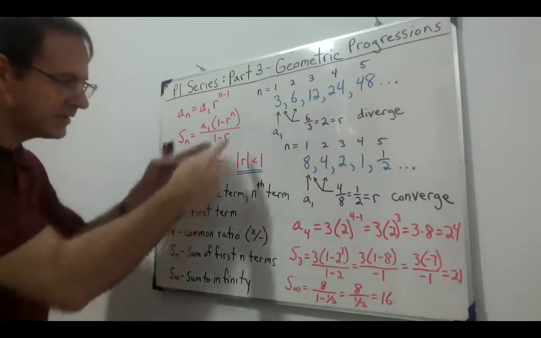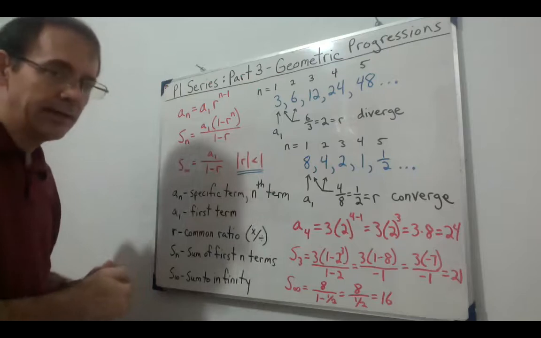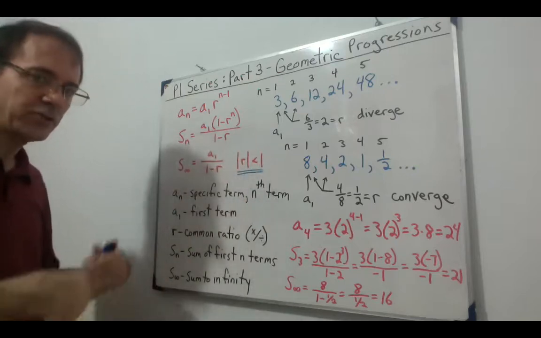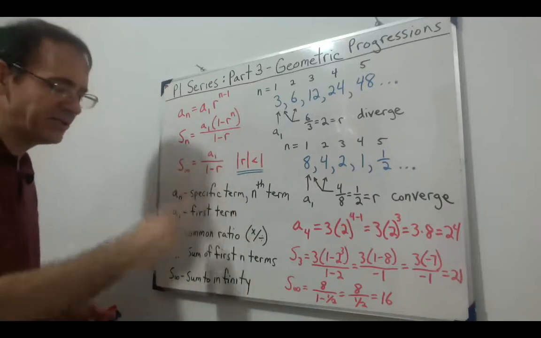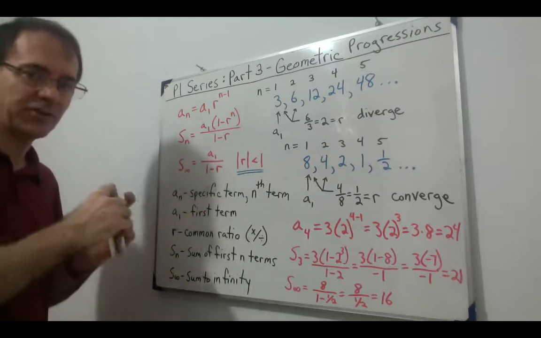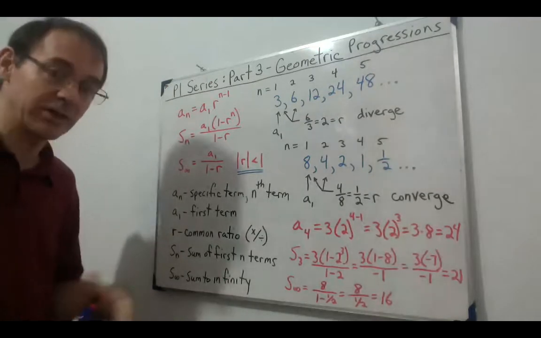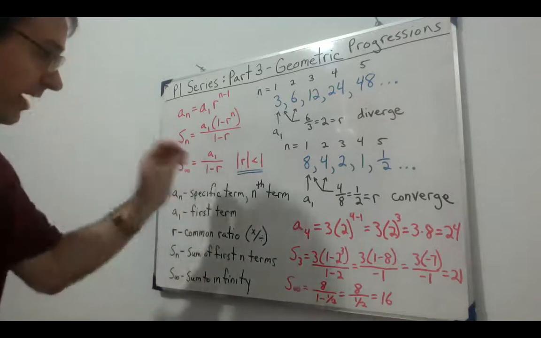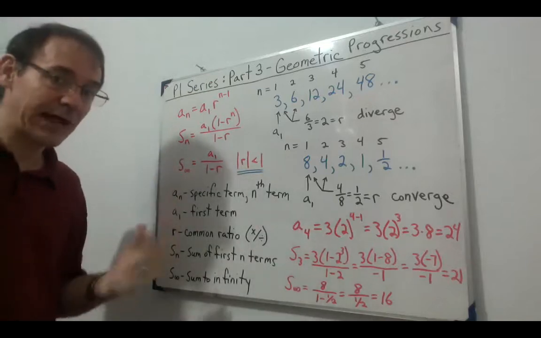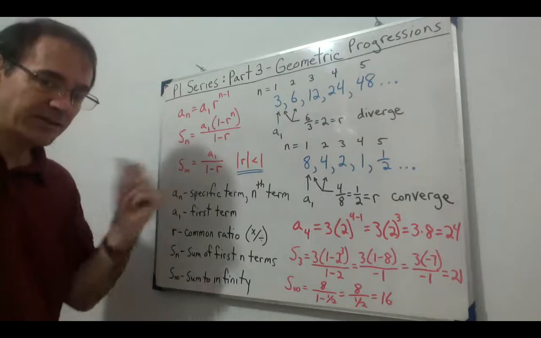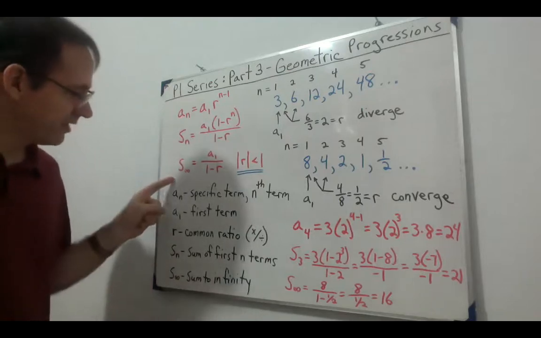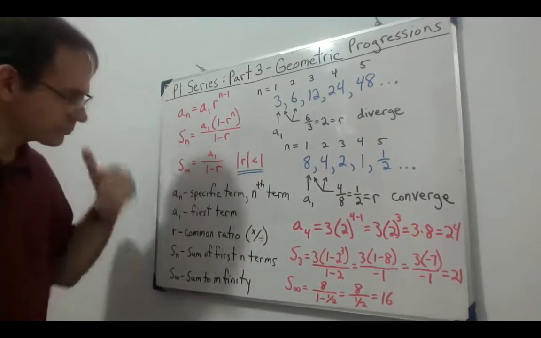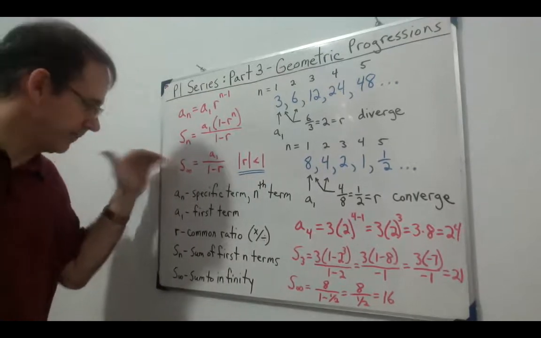So your ratio can be positive or negative. What's important is that the absolute value of the ratio has to be less than 1. If it is greater than 1, you cannot do a sum to infinity because your sum will go off to infinity. You won't get a particular finite value. But if your ratio is less than 1, if it's a fraction that's less than 1, then this sum to infinity will approach a particular value. We'll look at that a little bit later.